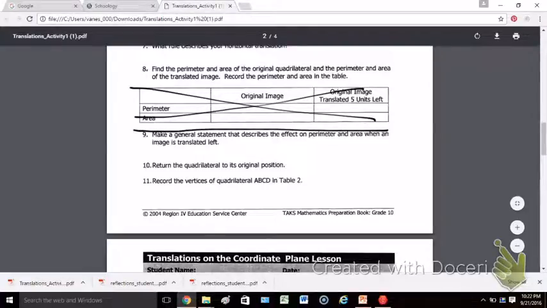What I do want you to realize is that the pre-image and the image are the same size and the same shape. And that's really all they're asking you there to understand. Okay, so they're the same size, same shape. We get congruent when pre-image and image when we do a translation.